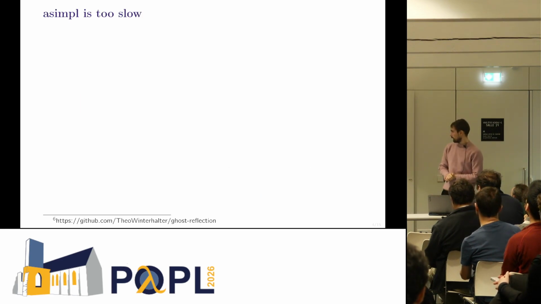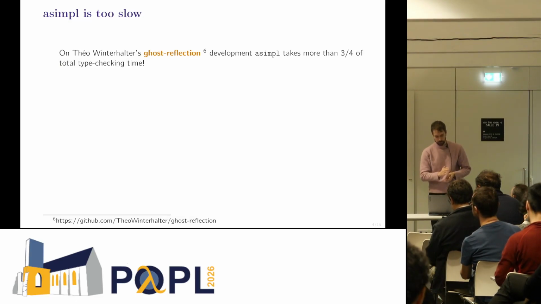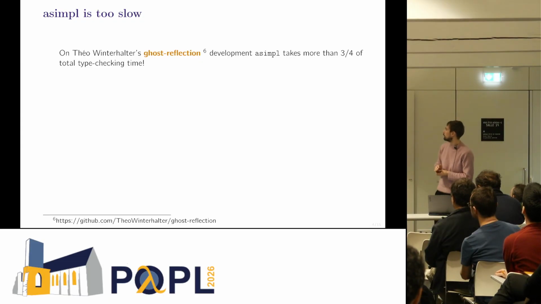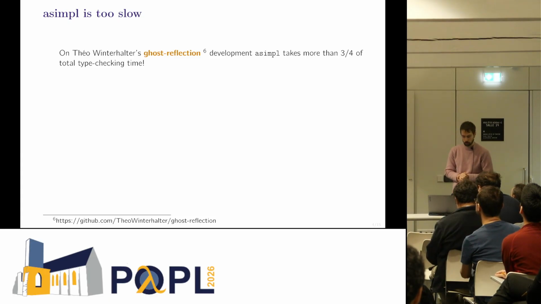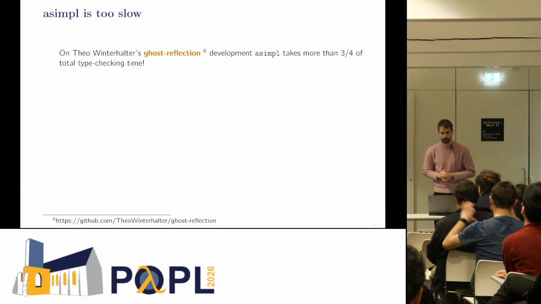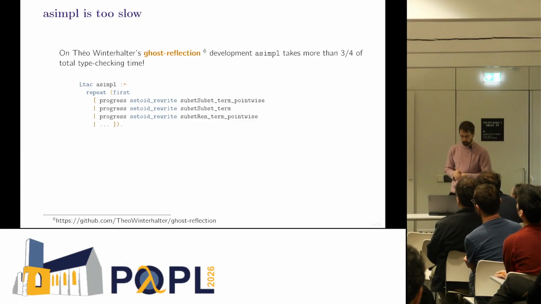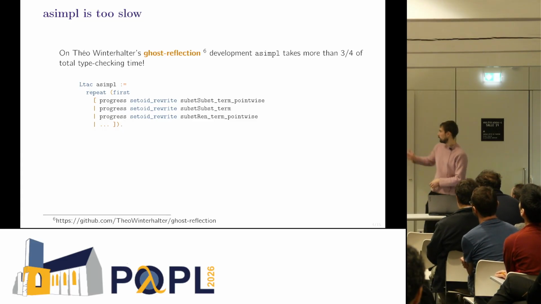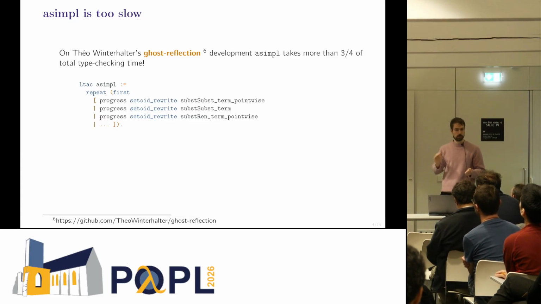The issue, though, is that asimpl is also super slow. For instance, on Théo Winterhalter's development of the type theory of ghost reflection, who is a co-author, asimpl takes more than three quarters of the total type checking time, which is huge. And this is because the implementation of asimpl is very naive. That's how it works. It's just a big loop where you do setoid rewrite with a bunch of lemmas. And setoid rewrite is slow. Putting it in a loop is even slower.